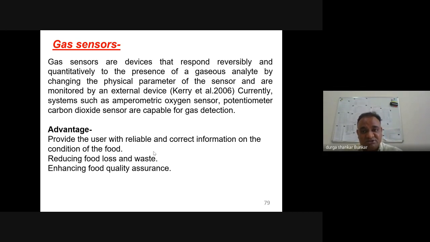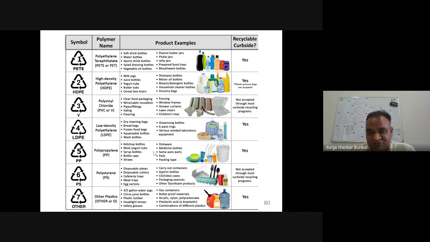And these are some of the symbols which we can observe several times on packaging material. If we see a PET bottle, the symbol is 1, 2, 3, and this indicates which type of polymer is contained, which product it can be used for, or whether it is recyclable or not. So this is the kind of information we have to be aware of for this kind of material.